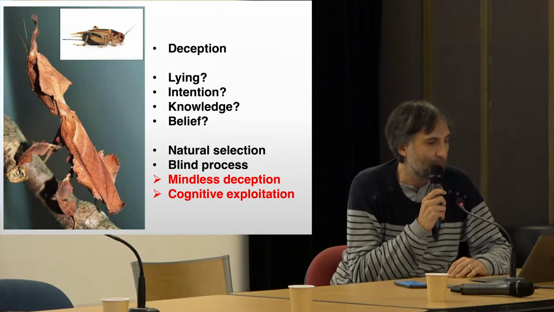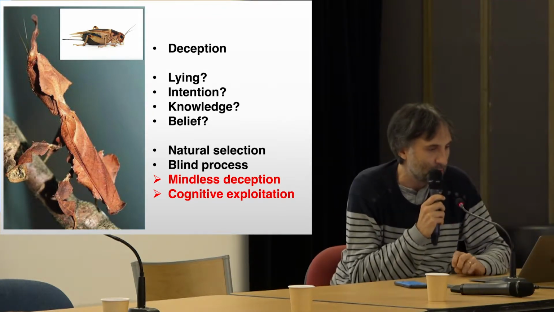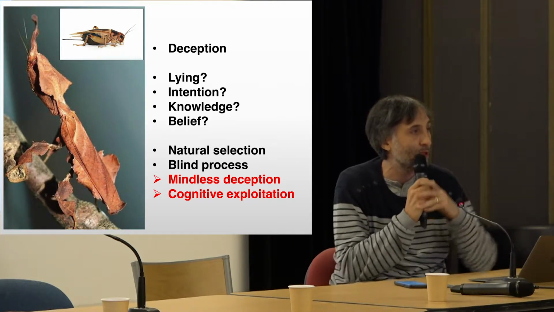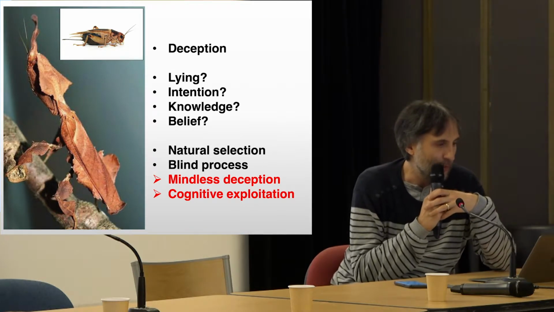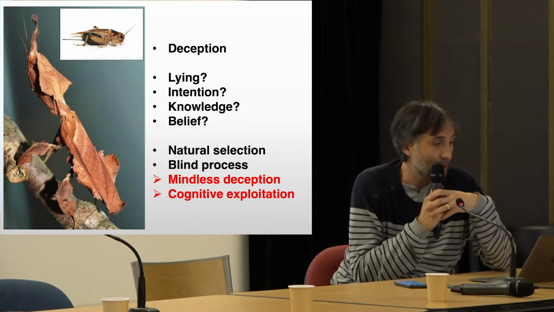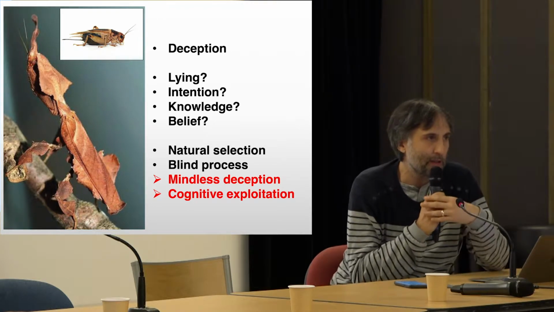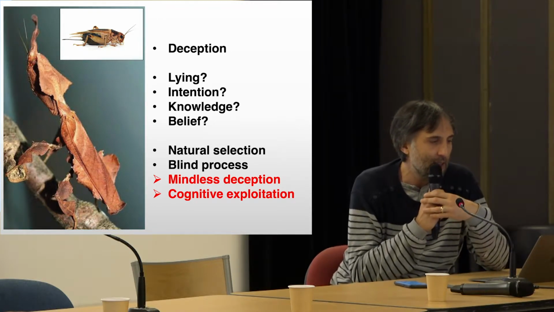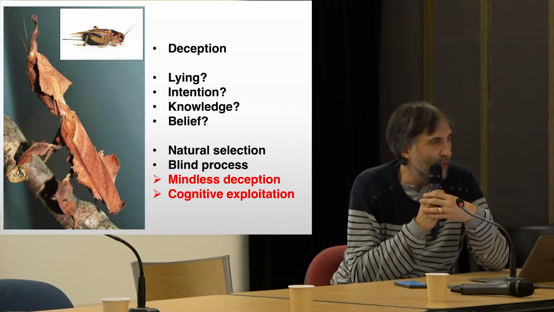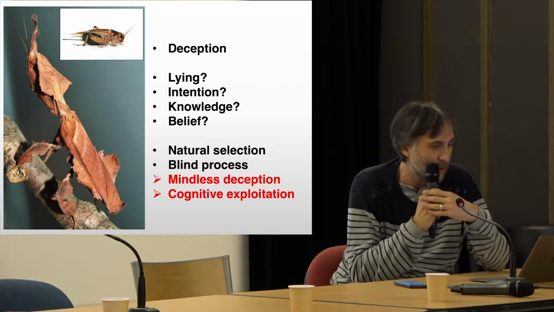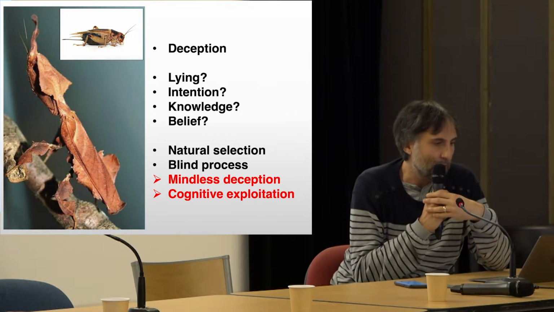This is a case of deception that's widespread in nature. This is the first demonstration of aggressive mimicry, but that's because it's very difficult to demonstrate in the real world. But it's the norm in nature. This is not an exceptional case. This is business as usual in the natural world. So it's deception, but there is no lying, there is no intention. There's probably no knowledge and no belief involved in this type of deception. It's just natural selection at work, a blunt process of mindless deception. And it works by cognitive exploitation.